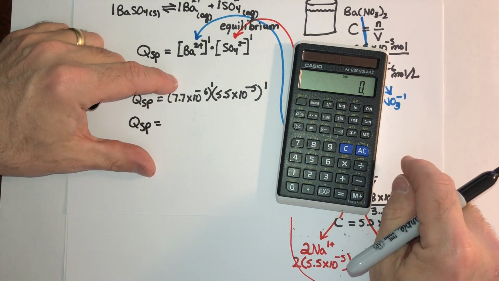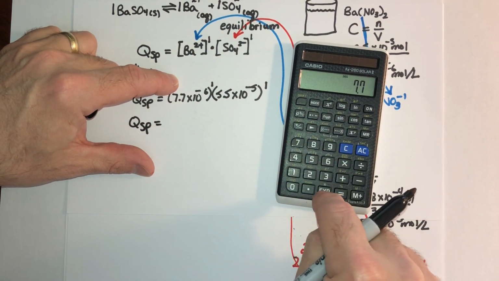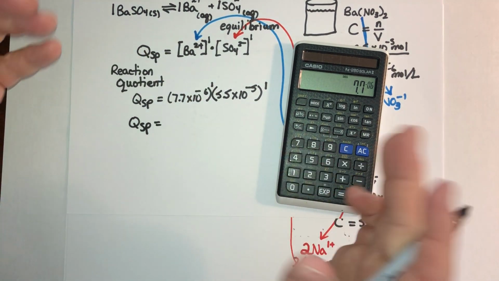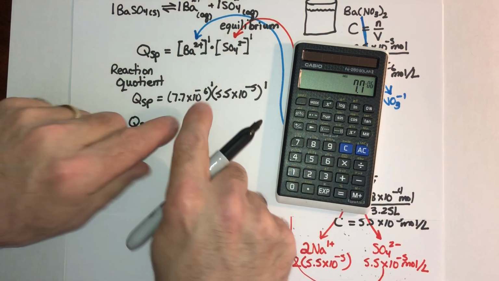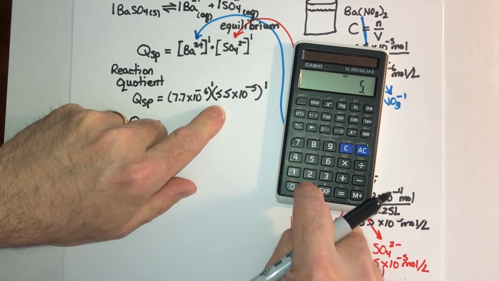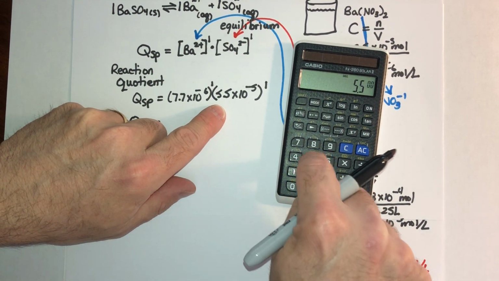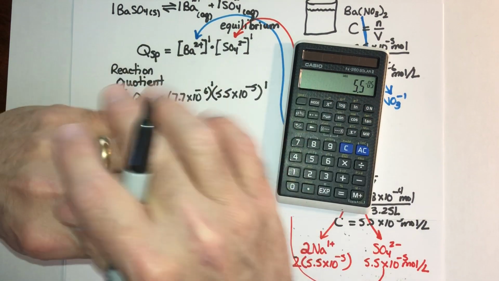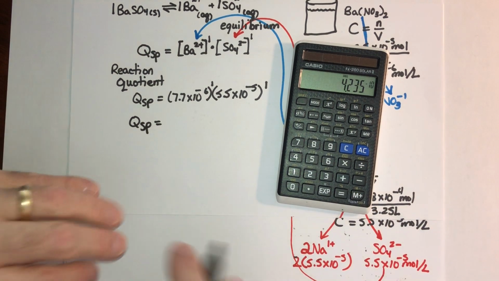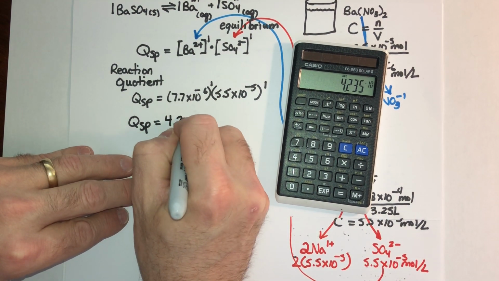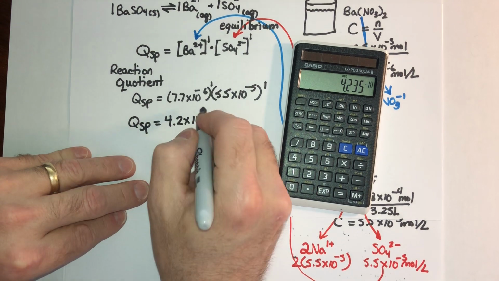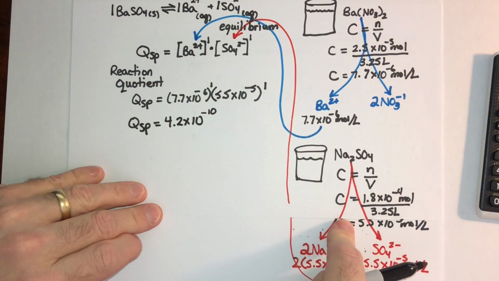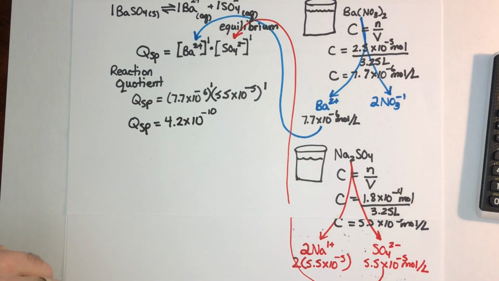So we take our two numbers and multiply them. 7.7 times 10 to the power of minus 6. Now, it's to the power of 1, but power of 1 doesn't change anything. Times 5.5 times 10 to the power of minus 5. Again, power of 1. If you put anything to the power of 1, it doesn't change it. So that would give me a Q that is 4.2 times 10 to the power of minus 10. Right? If I mix these two chemicals together, this is the Q I get.